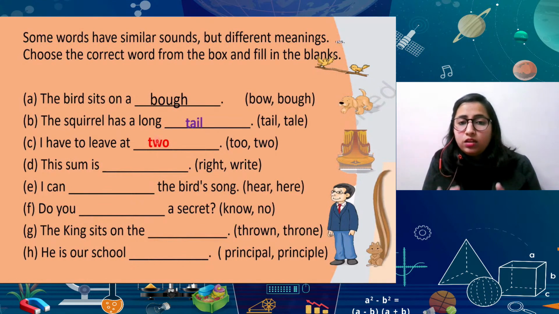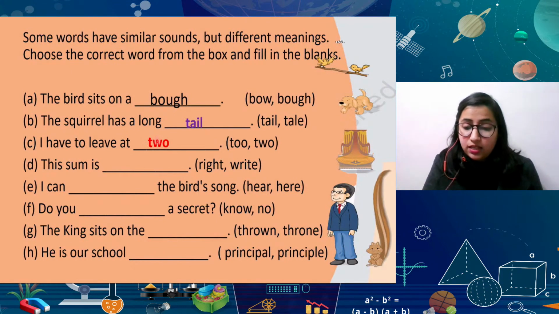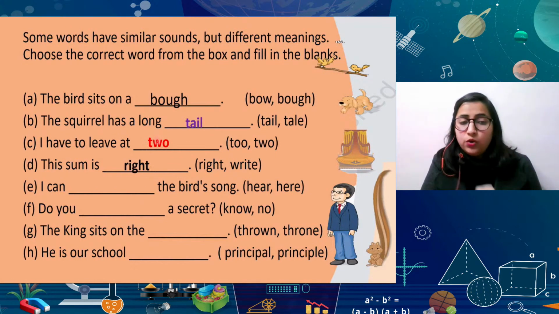This sum is right or write. Now I have two spellings again, and both are pronounced the same. The spelling I choose should fit my sentence, and it will fit only if I choose right. Why? Because this right tells me that the sum is correct. The question I did is correct. And the other write refers to the act of writing, which does not fit this sentence.